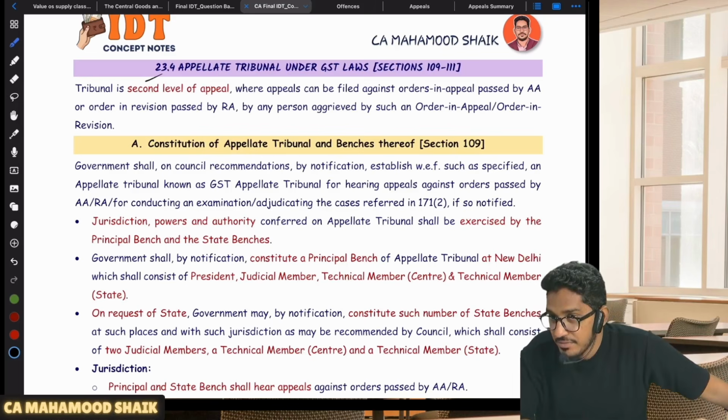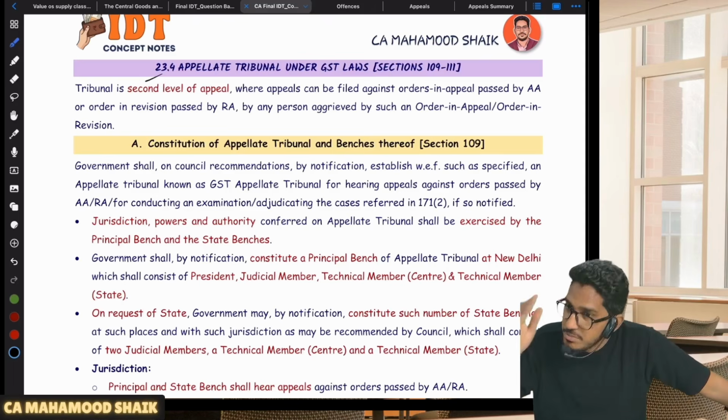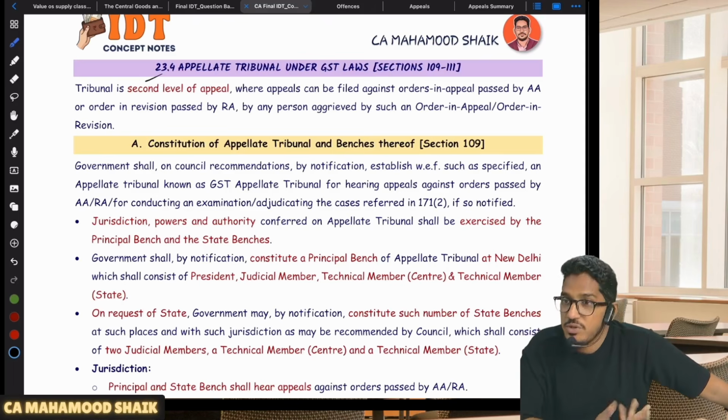The GST Act came in 2017, but the GST-AT was only constituted in 2023, and even today the GST appellate tribunal is not functioning properly because they don't have the resources, the people, or the judicial members to run it. So even today there are many lapses in the working of the GST-AT, but whatever it is, we have it.